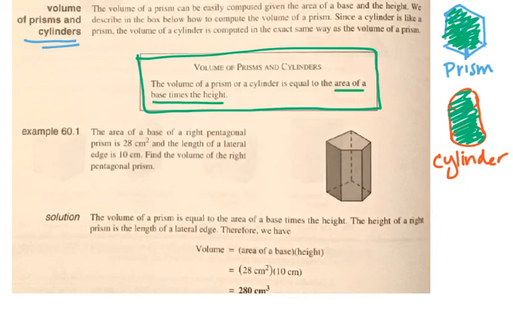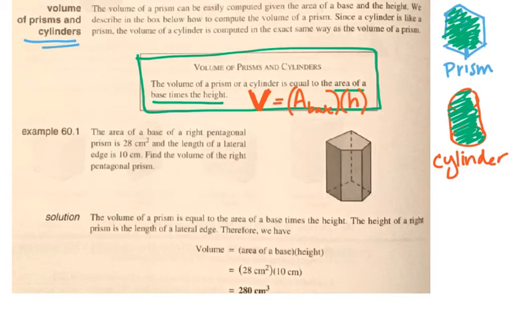So I would write that in more mathematical terms as V. We often use a capital V for volume. The volume equals the area. And since it's not just any area, it's the area of the base, I'm going to write base really small, kind of as a subscript of area. And we're going to multiply that by the height. And we usually use a lowercase h to represent height.